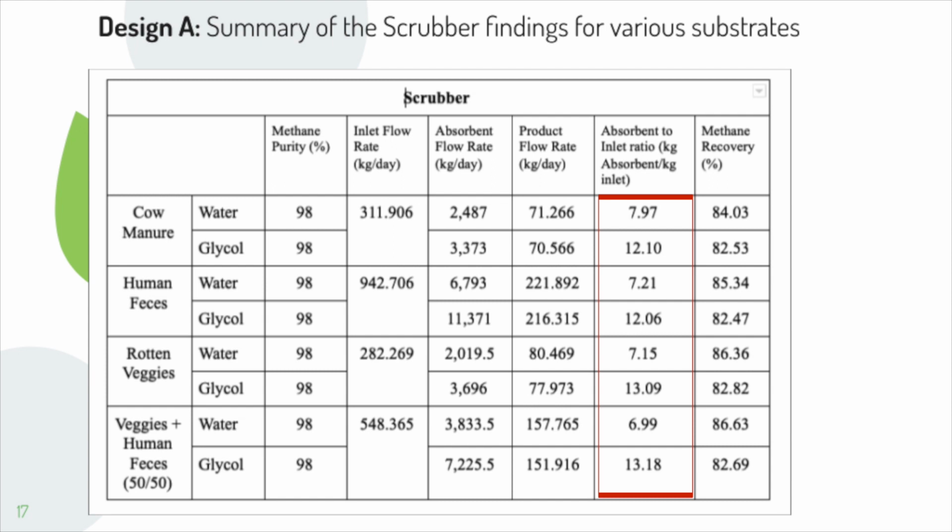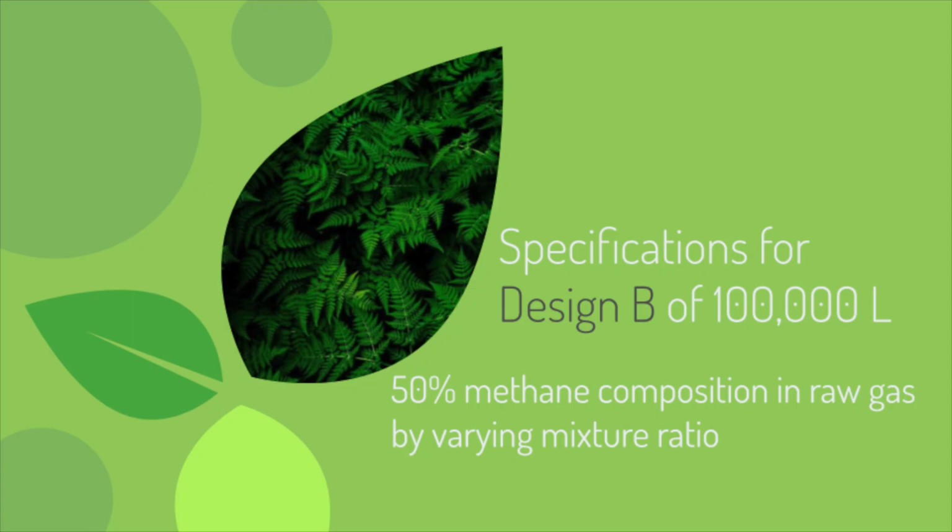Overall, the vegetable and human feces mixture seemed to outperform the individual substrate because it was easier to clean with the water absorber. It yields a slightly higher recovery and has a better production ratio. These findings were further investigated in Design B. In this design, instead of feeding the digester with one pure substrate, we will be feeding the same mixture into all the digesters. Potentially, the proper mixture of all the components could yield better results than if we fed those same components into digesters separately.